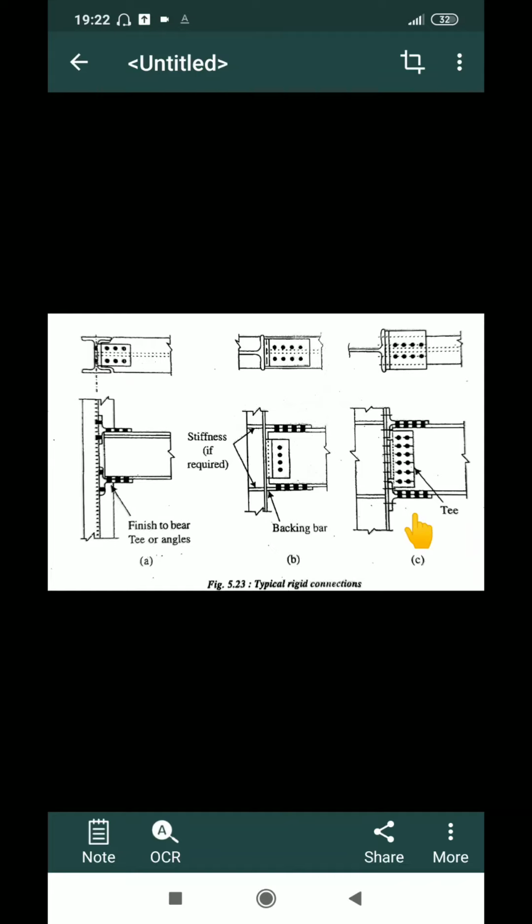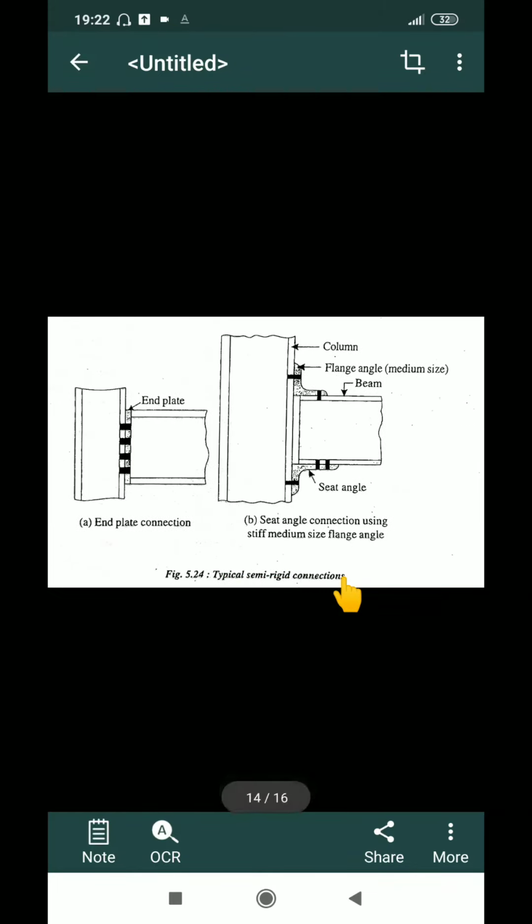Third type is where I provide a finish T or angle sections, and along with that I'll also provide a T section like this. So these are rigid connections. Rigid connections are the ones which do not allow a beam to rotate or to have a movement in any direction, to rotate in any direction or to deflect in any direction.